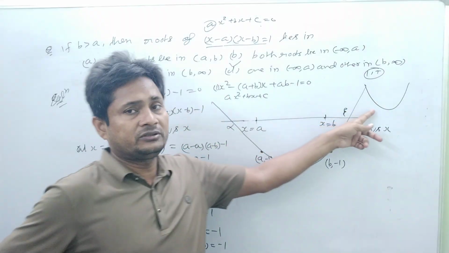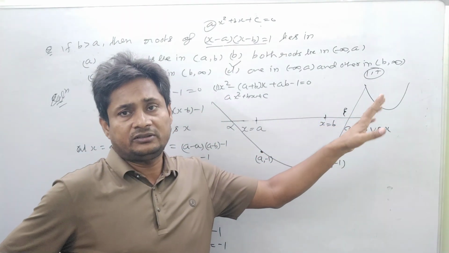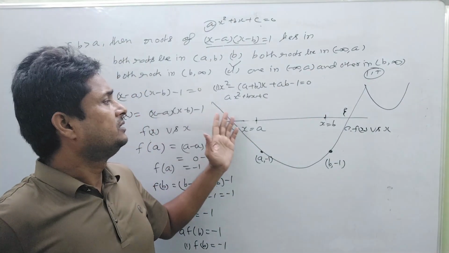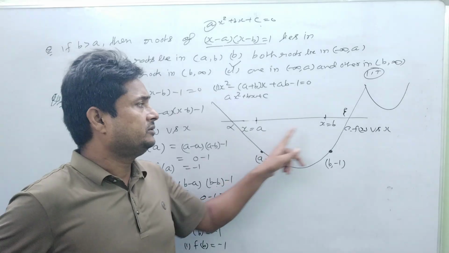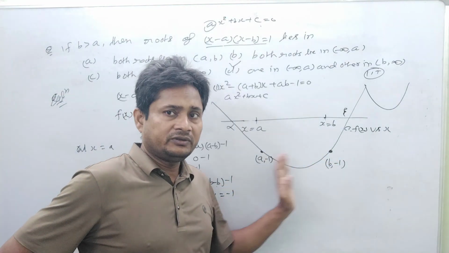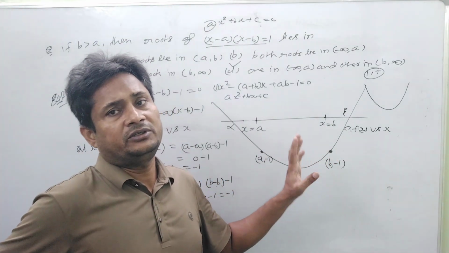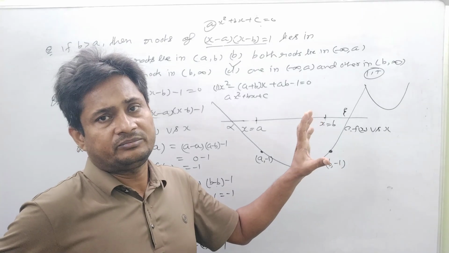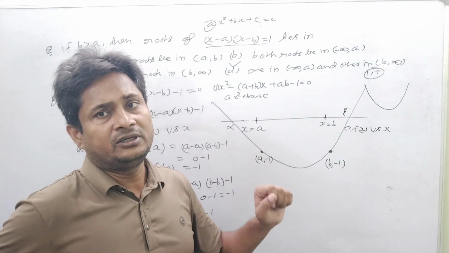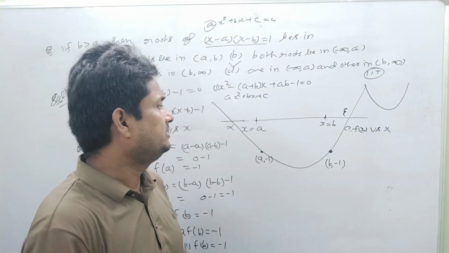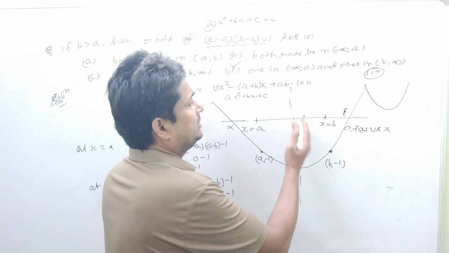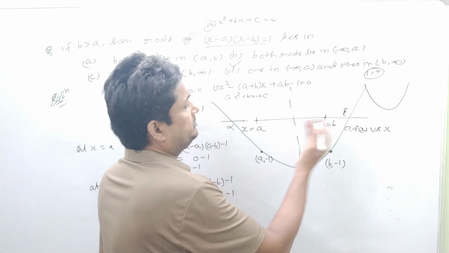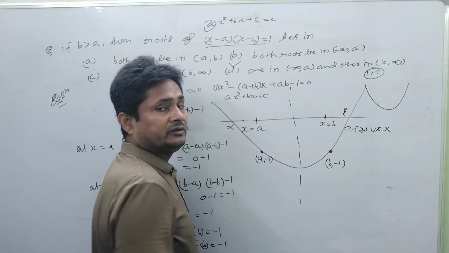Fx versus x. A times fx versus x. We have drawn the graph, finding the value of x at x equal to a and x equal to b. Both are giving the same value, and we know the parabolic graph is symmetric about a line. So this will be the middle line, and with respect to this one, the graph will be symmetric. That means the graph will be like this one.